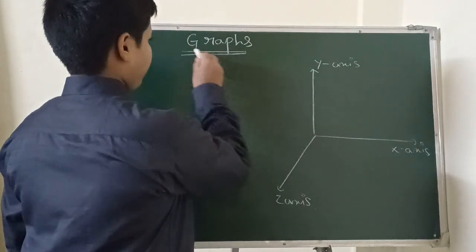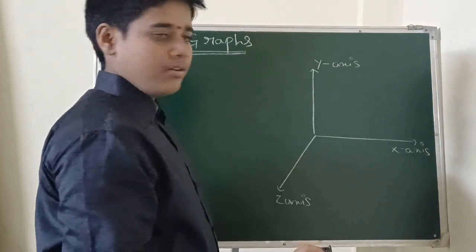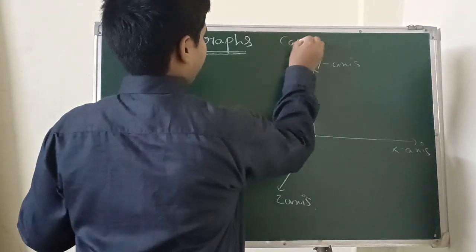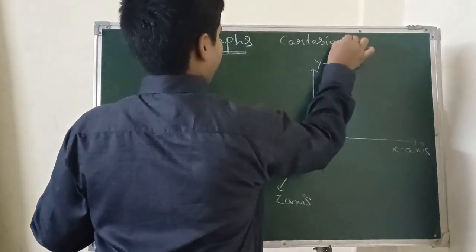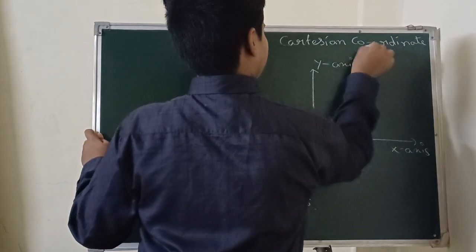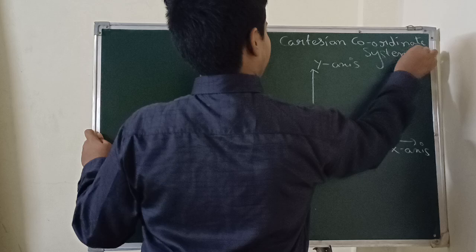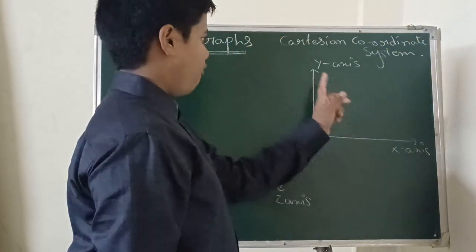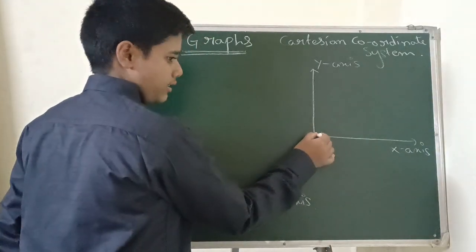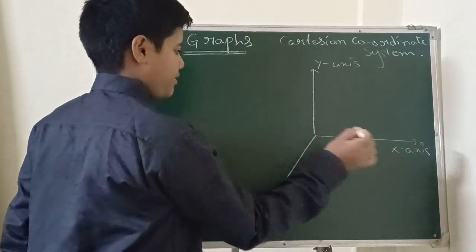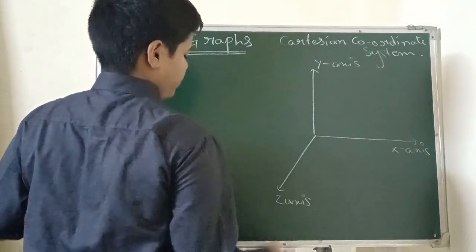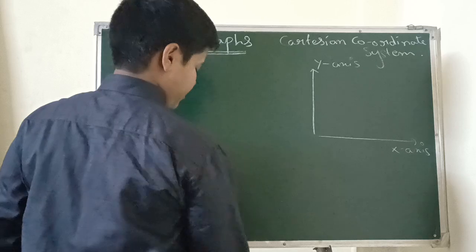Okay, so for representing graphs we have to know about the Cartesian coordinate system, which means this only: y axis, x axis, z axis. Here the z axis represents like this. This is the y axis and this is the x axis. So there is no need of the z axis in these graphs.